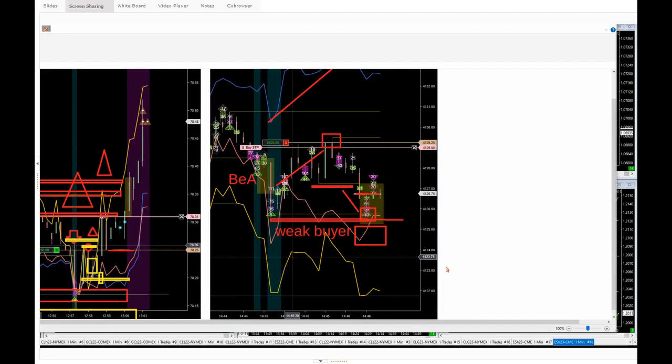So we got a lot of trapped sellers on the next one, and then we've taken advantage. There's a top line squeeze. We just told you. Boom! Another massive profit. 3.5 full points. Another $600 winner.